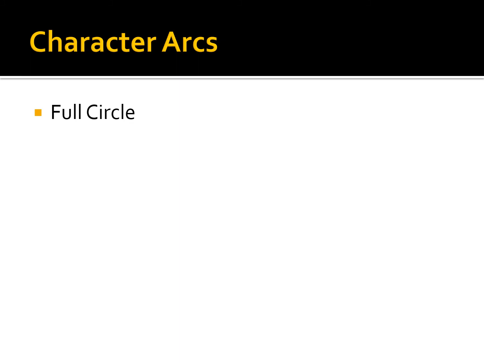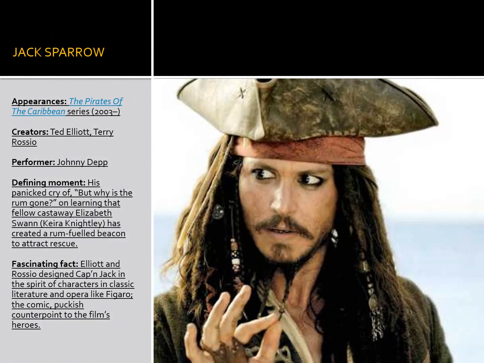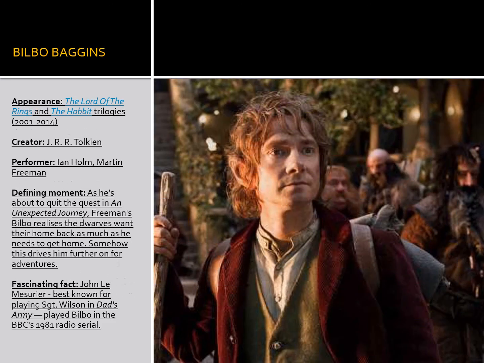A full circle character arc means that after everything that the character went through, he is exactly the same person as he was in the beginning of the story. Example of this is Jack Sparrow from Pirates of the Caribbean series. So Jack is a pirate and will always be a pirate no matter what happens to him. Also, Bilbo Baggins from Lord of the Rings.